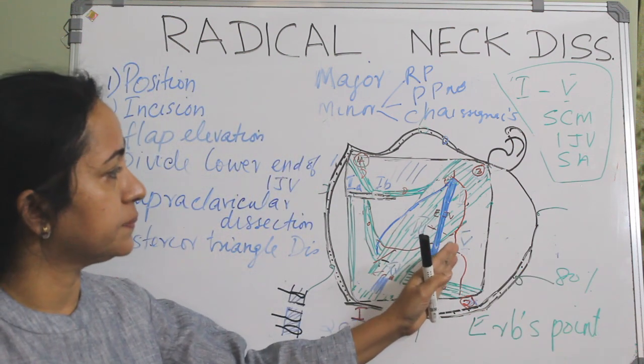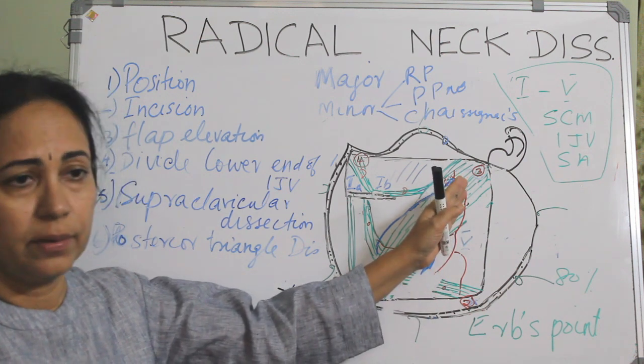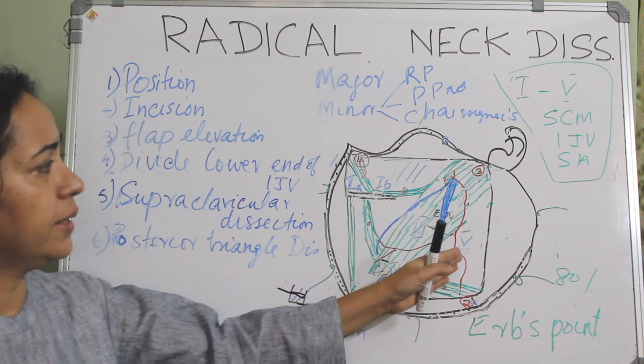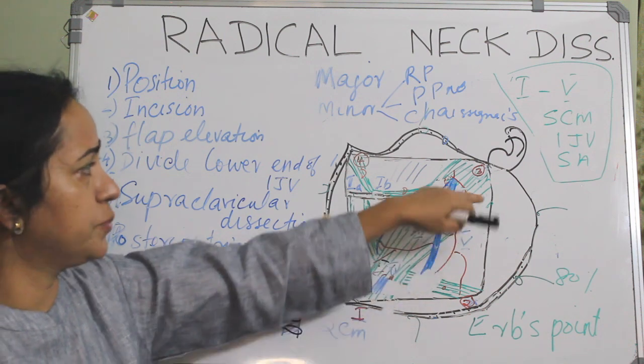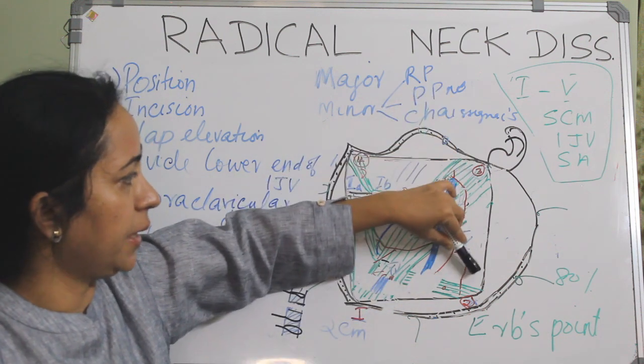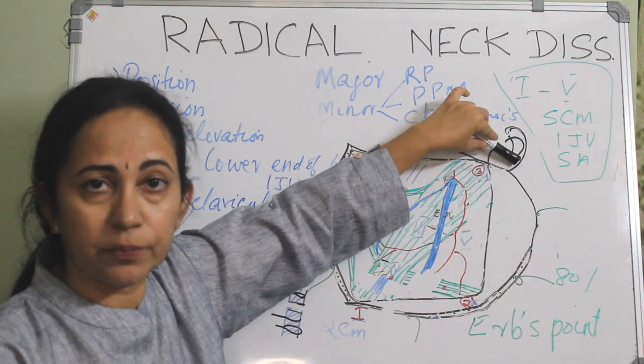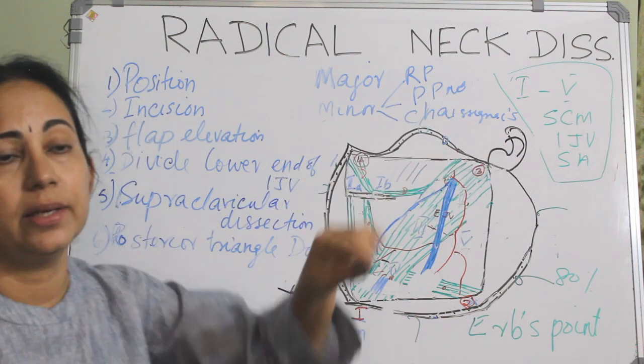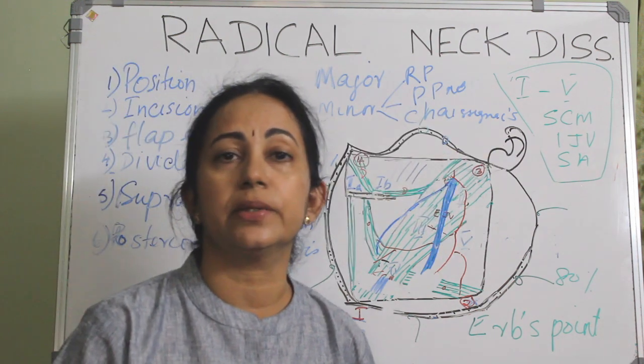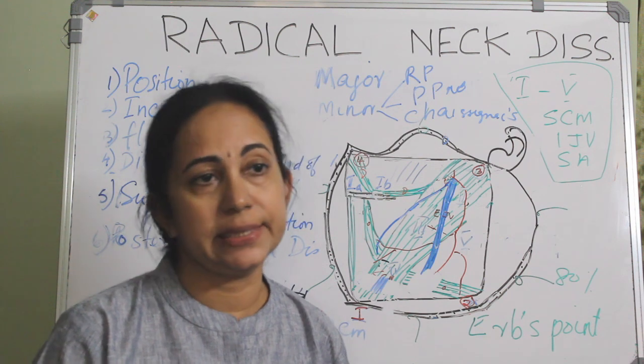And after that, the fascia from the anterior border of trapezius up to the tip of mastoid has to be divided, and the fibrofatty tissue along with the lymph nodes has to be dissected.